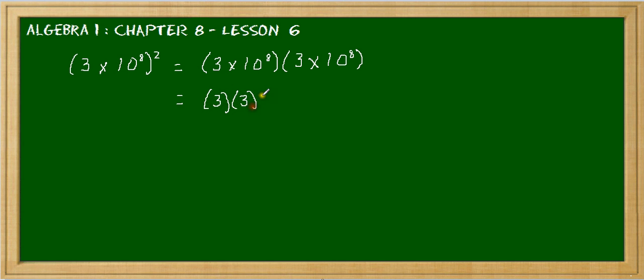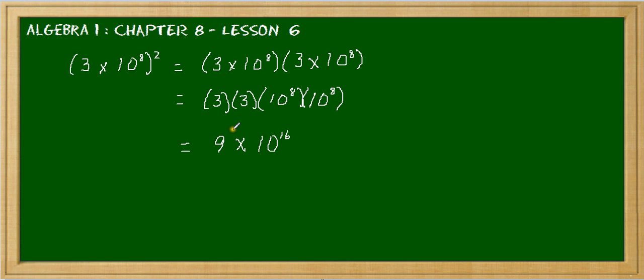We can group these. They actually put the times there, but we can just keep this all in parentheses, because we know that parentheses represent multiplication. So we have 3 times 3 times 10 to the 8th times 10 to the 8th. Now we can go ahead and multiply 3 times 3, and we get 9. I guess they put the x in there because they wanted that multiplication sign. And now, since we're multiplying, we add the exponents, and we get 16.